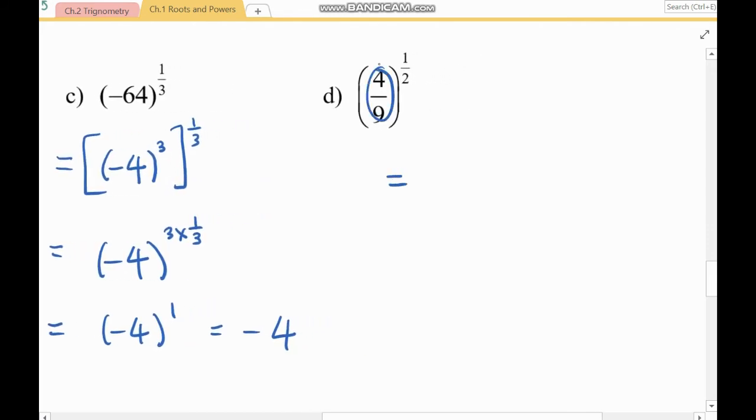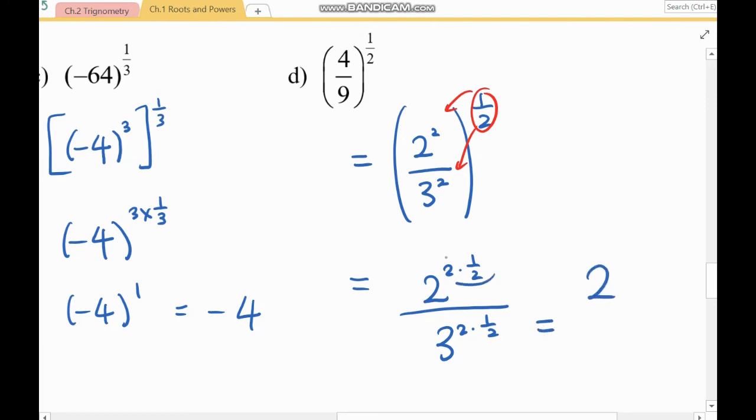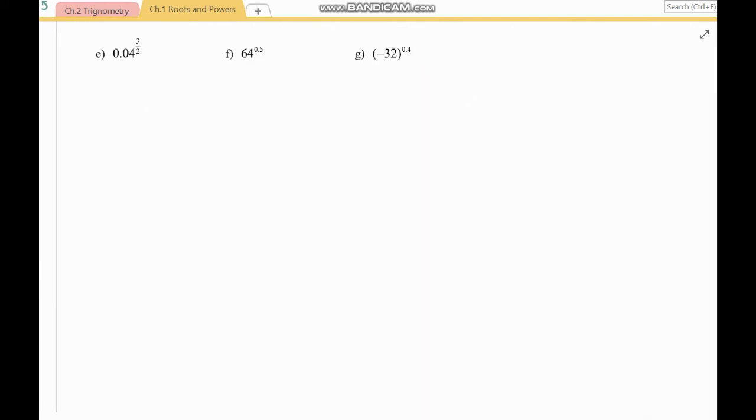Next, 4 over 9. 4 is 2 squared, 9 is 3 squared, to the power of half. Then let's distribute it into the bracket. Then 2 squared times 1 over 2, 3 squared times 1 over 2. Then 2 times 1 over 2 is 1, and 2 times 1 over 2 is 1. You can just omit 1. So the answer is 2 over 3. Okay, next 3 questions.